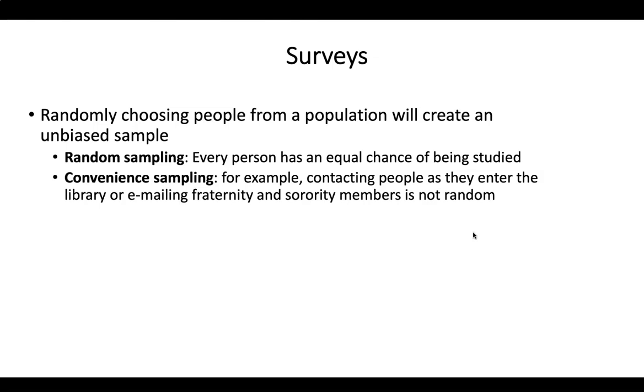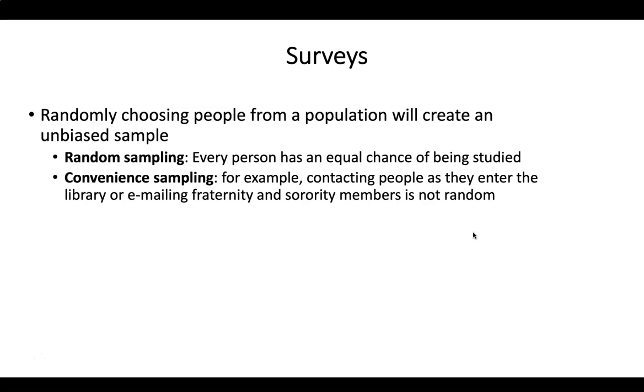One is called random sampling. Every person has an equal chance of being studied. And the other is convenience sampling, which is more convenient, as you would guess. Basically contacting people as they enter a library, or emailing fraternity or sorority members that maybe you're friends with, or you're part of that frat or sorority or whatever it might be.